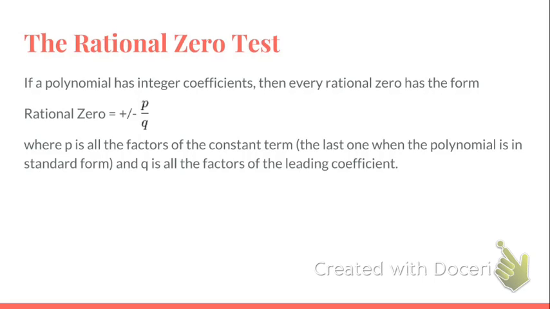So first, if you had a graphing calculator, what I would do is graph the function and see what zeros you can tell from the graph. Look at where it crosses the x-axis. But let's say you don't have a graphing calculator, or you're not allowed to use one. What you can do is the rational zeros test.